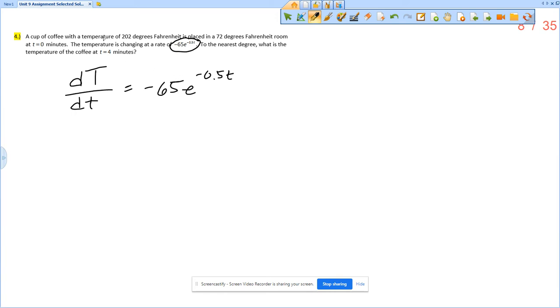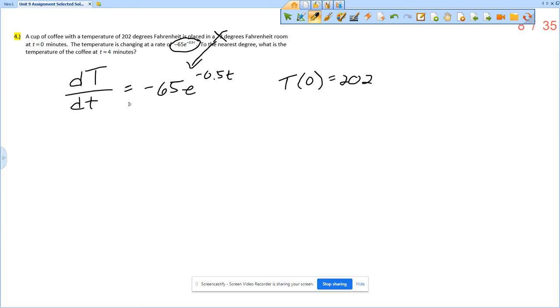All right. Now, what else are we told? At t equals 0, the temperature is 202. So we can say T of 0 is 202 degrees Fahrenheit. Now, it also says it's placed in a 72 degrees Fahrenheit room. That number is irrelevant, right? It plays a role in the rate at which the temperature is changing, but it is not a number that we actually need to do this calculation. So remember, we would need to integrate this temperature function in order to do this.